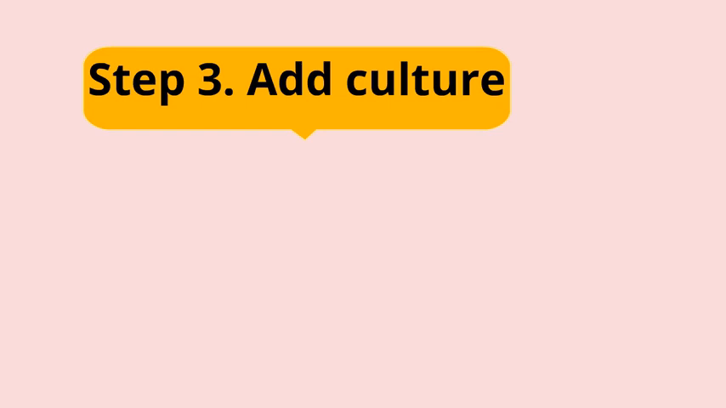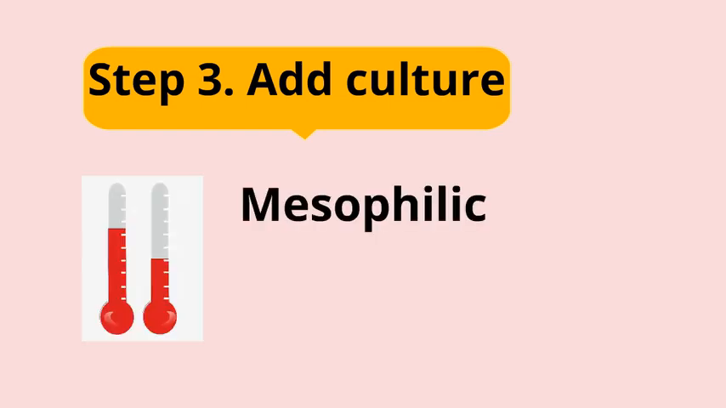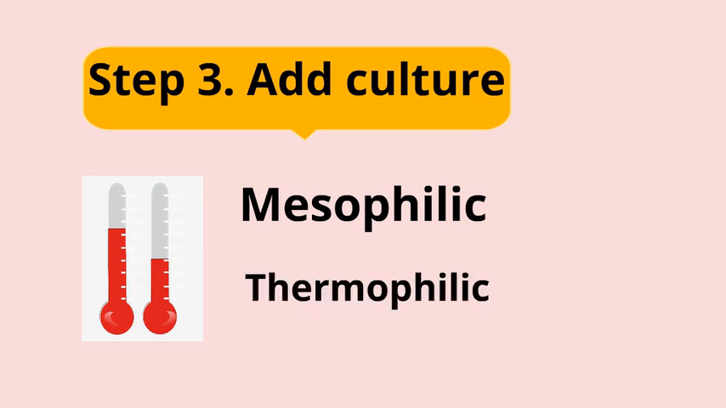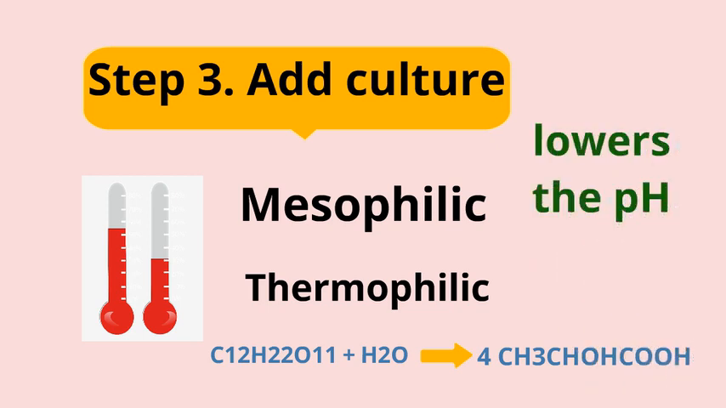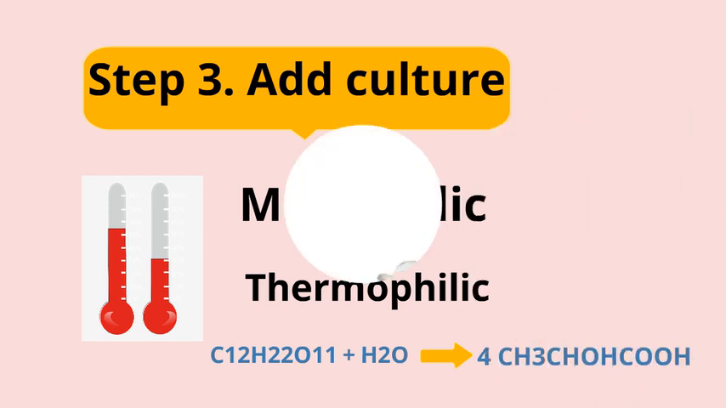Next, you will add your bacteria culture. The most common kinds are mesophilic bacteria, which thrive at room temperature, or thermophilic bacteria, which thrive at higher temperatures. These both convert the lactose, or sugar, in milk into lactic acid. This lowers the pH of the milk, which allows the rennet to work best.